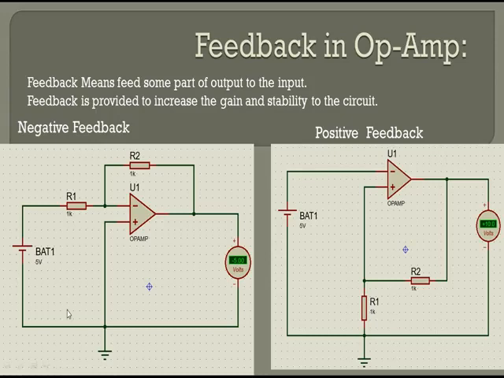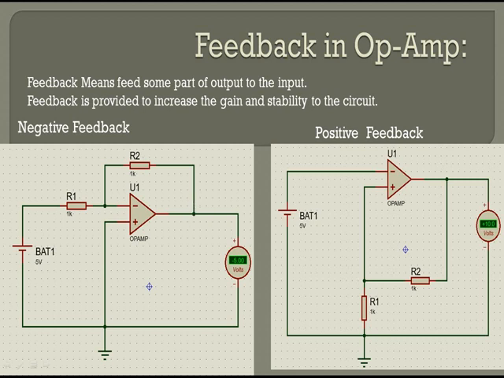Feedback in op-amp. Feedback means feeding some part of the output to the input, that is, connecting the output to the input. So part of the output energy is received at the input. Feedback increases the gain, which indirectly increases the output voltage, and it also provides more stability in the circuit. Basically there are two types of feedback in op-amp: positive feedback and negative feedback.